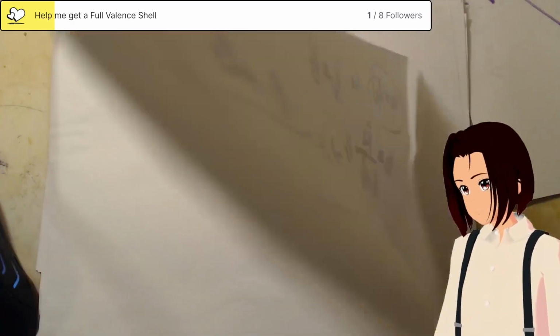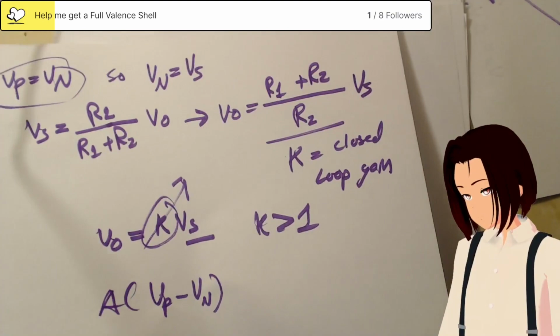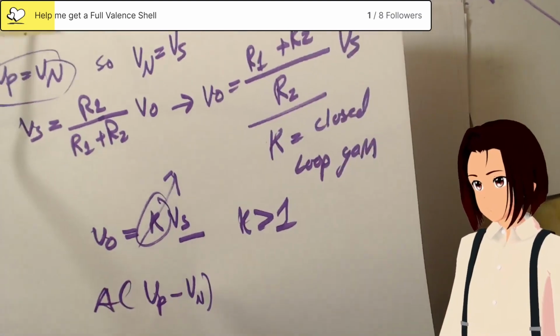You have a voltage divider going to the negative, you have ground going to the positive, and the output going back. So yeah, it's easy. I got it. I'm an expert.